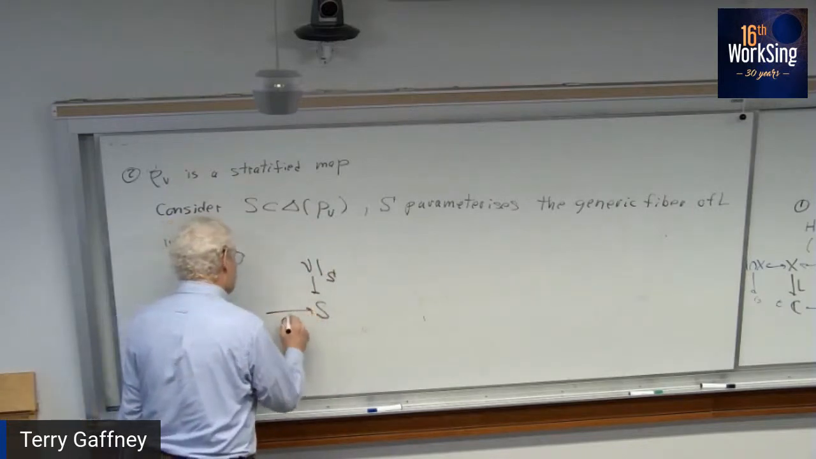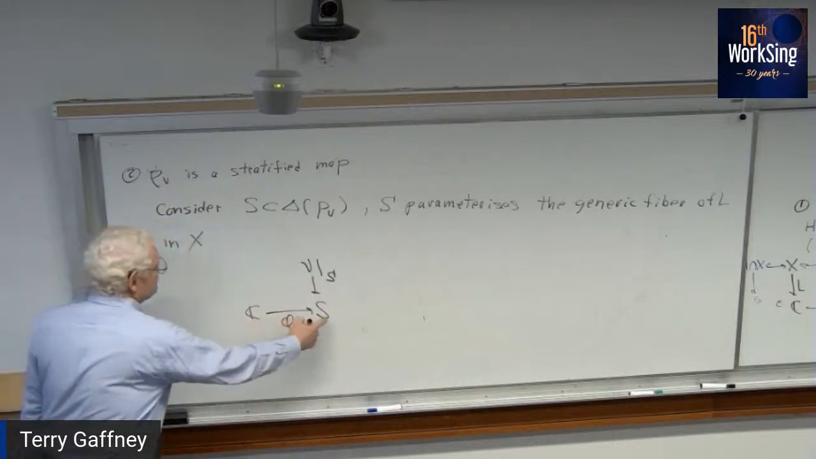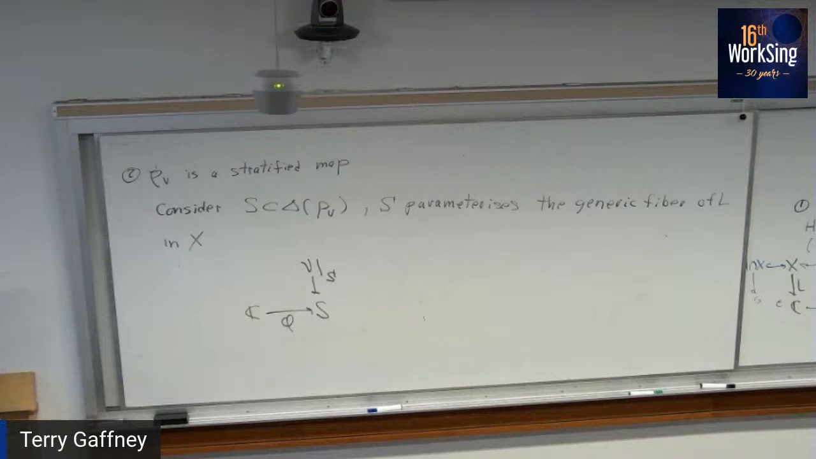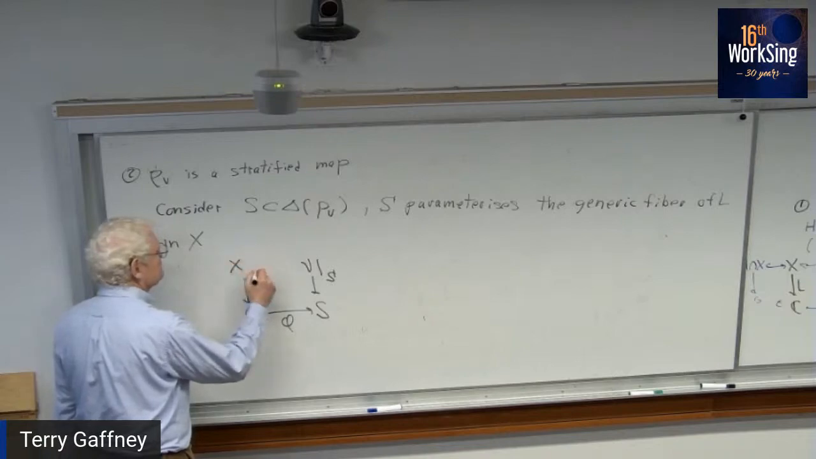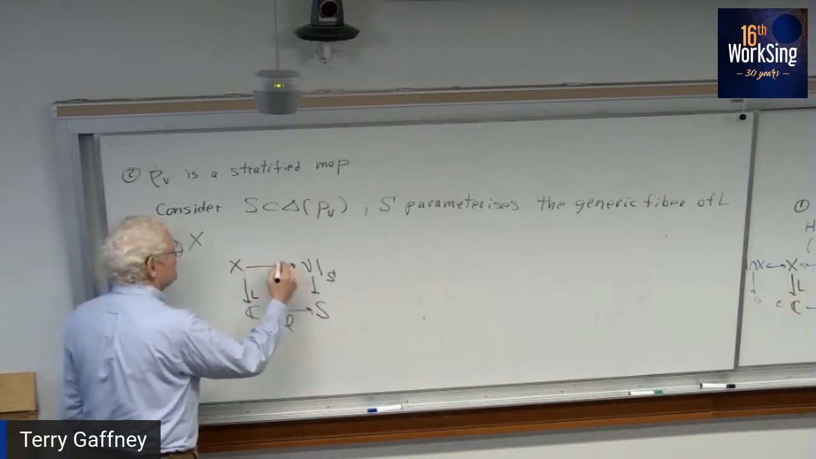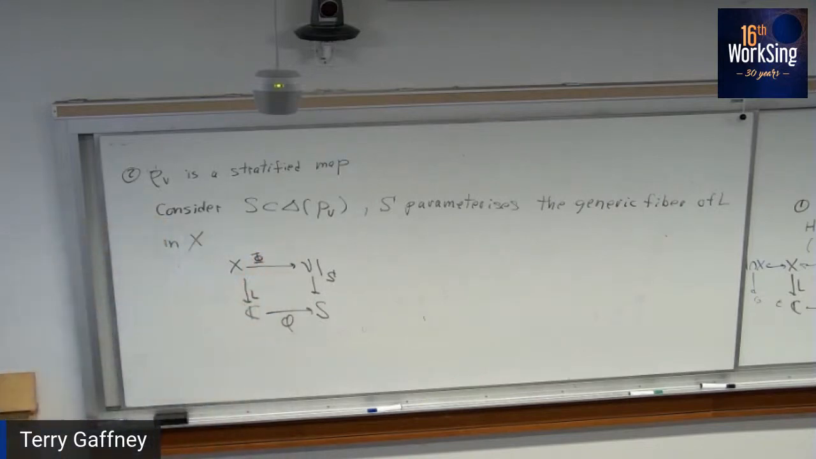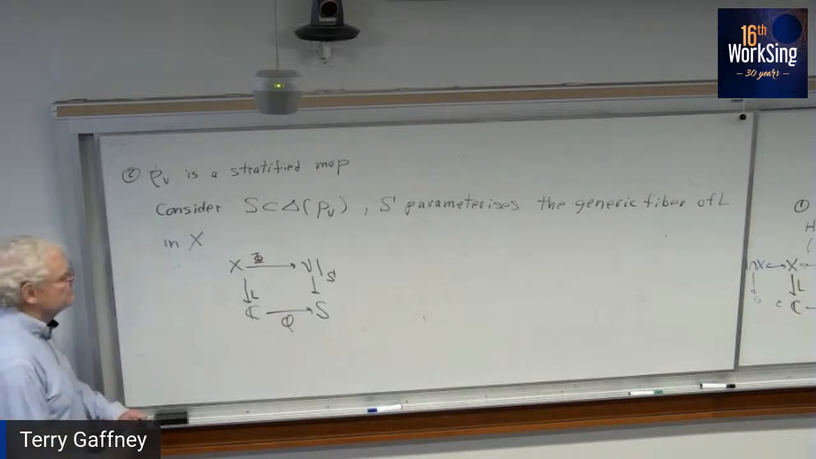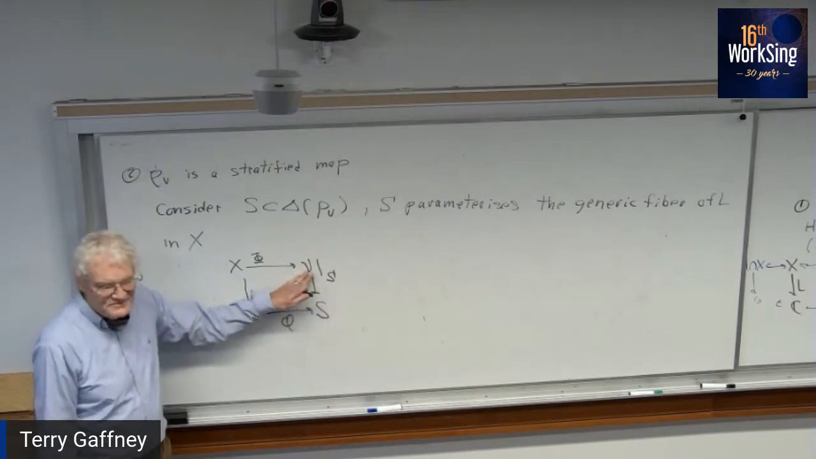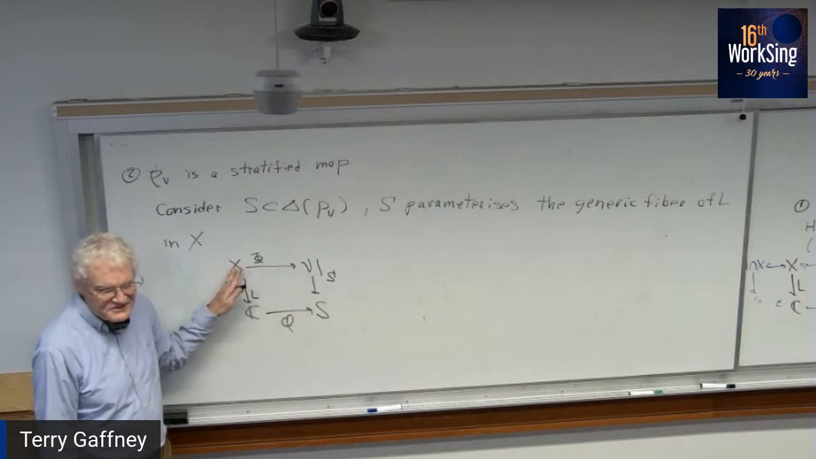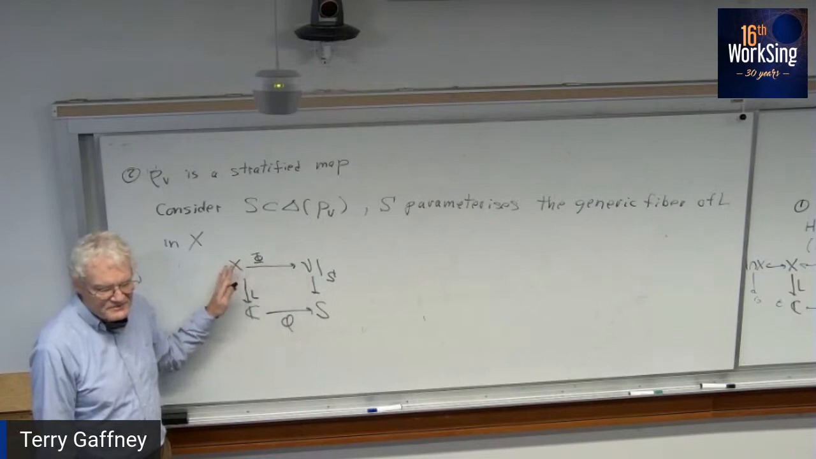Because we know that phi will carry C into S. The generic point of C goes to the point that parameterizes the generic fiber of L. And this is basically just phi. Again, it's the same phi, the identity and little phi. Now that we have restricted our situation to S, we have a universal object whose generic fiber is the same as the generic fiber of X. So this is really picking up the constraints on X that we want to preserve.